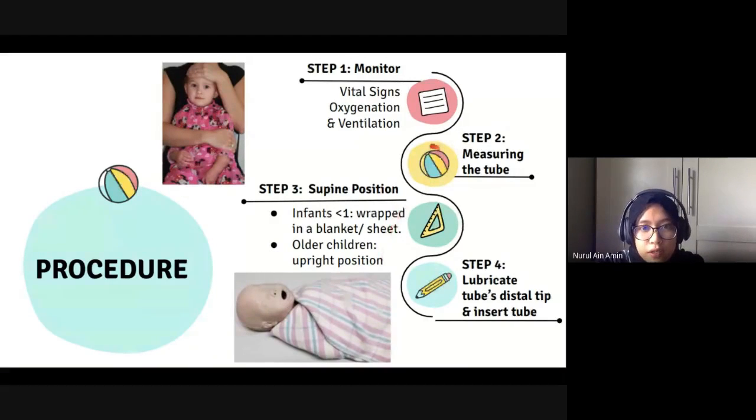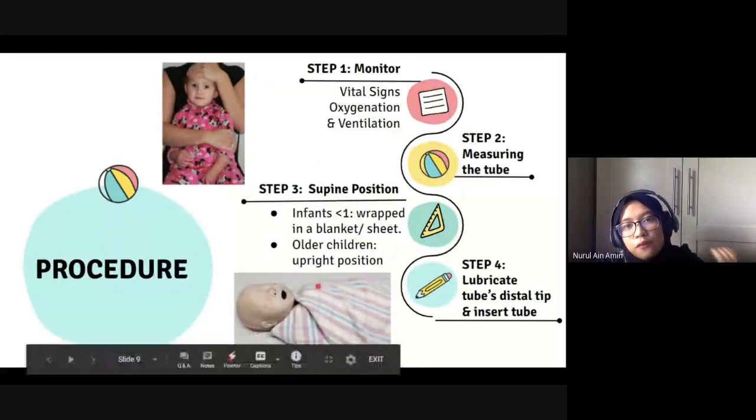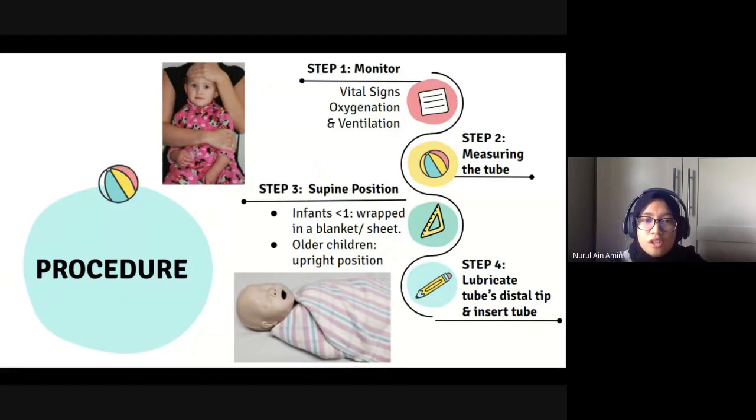So if it's an infant, we should wrap the infant in a blanket sheet so the hands won't be moving or be pulling out the tube. And then for older children, try to put them in upright position. Okay, so more detail about the steps.